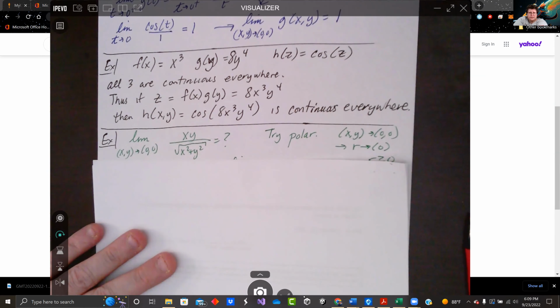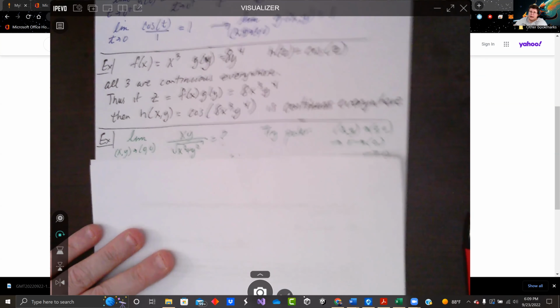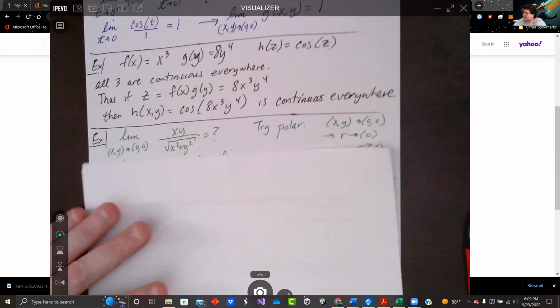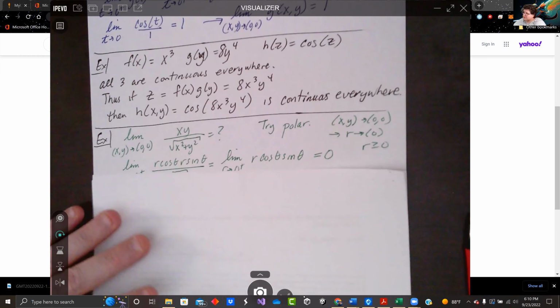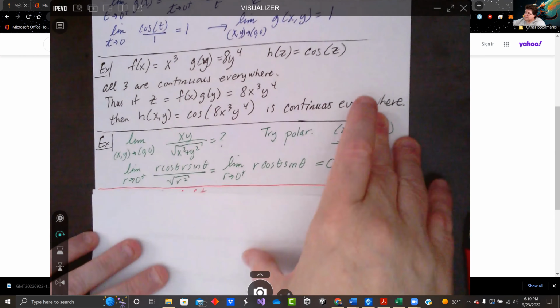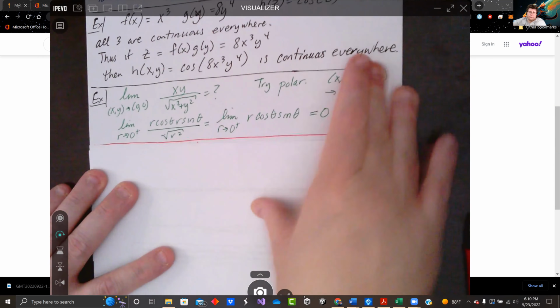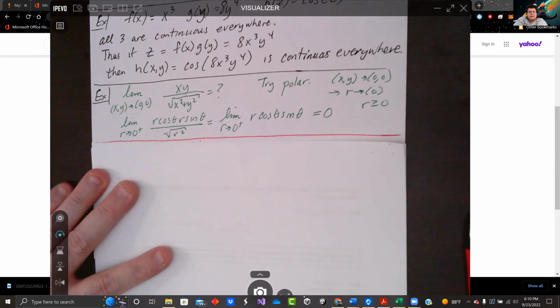So switch to polar. And so like here, r is equal to the square root of x squared plus y squared. And that's a distance. So as the origin goes to 0, the radius is going to 0. And again, radius has to be positive. So we have to do r to 0 from the positive side. We look at the limit as r approaches 0 from the positive side.